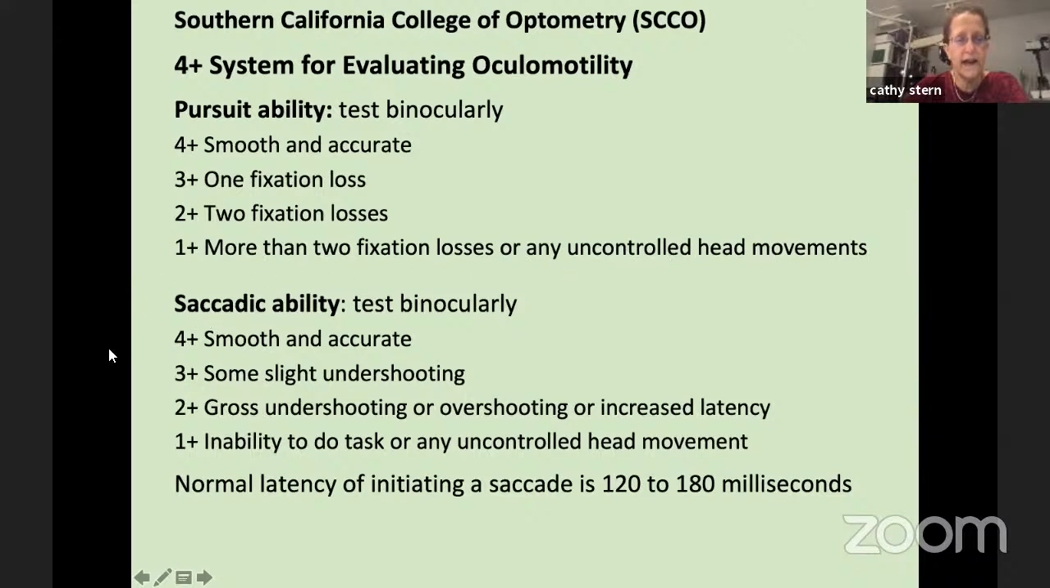And in terms of saccadic ability, are they undershooting the target? In other words, they kind of stop just before the target and then maybe move their eyes over to it. Do they go a little past it? Can they not do it? Or do they do it only with basically head movement? And also, how do they kind of initiate it? When you say, I want you to start looking back and forth between these 2 targets, do they start right away, or do they kind of wait and have to almost think about it before they can initiate it?